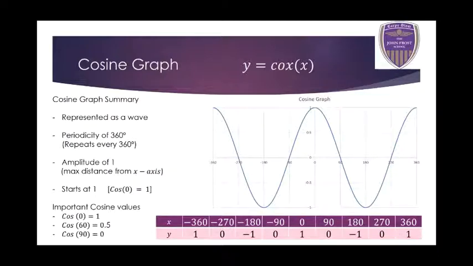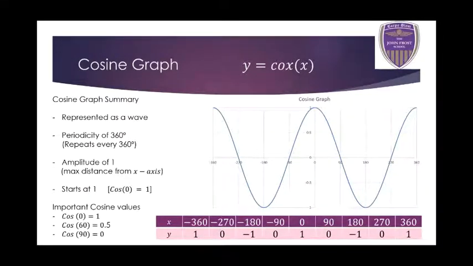Again, like the sine graph, it has an amplitude of 1. The highest point is 1. That matches up quite nicely there. And the lowest point is also 1 unit away from the x-axis, okay? So that's why we call it the amplitude of 1.